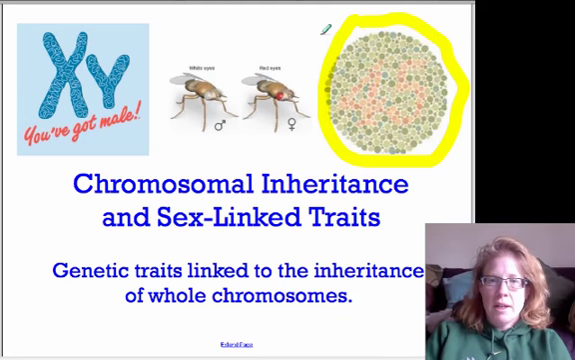Hopefully, y'all can see what number's in that circle, because if you can't, you should probably go get your eyes tested. It means you have red-green color blindness, and this is a classic test for a particular sex-linked trait.